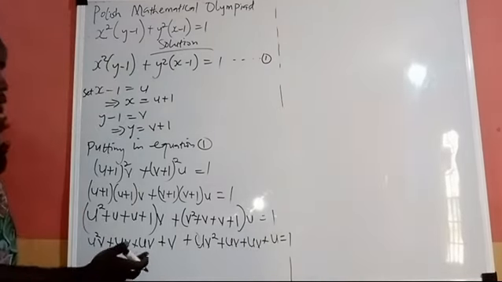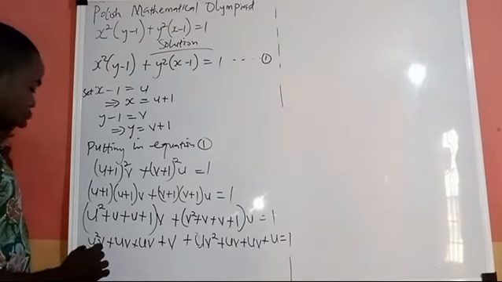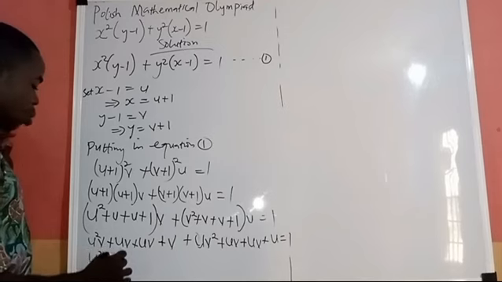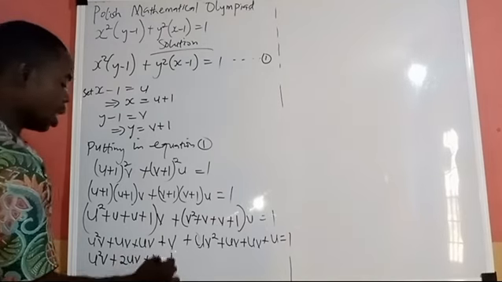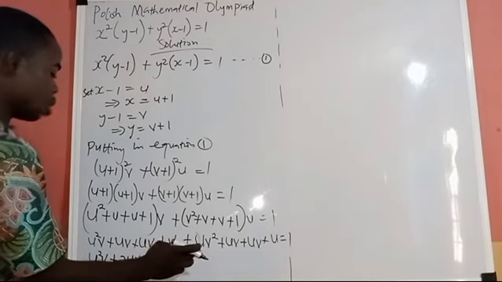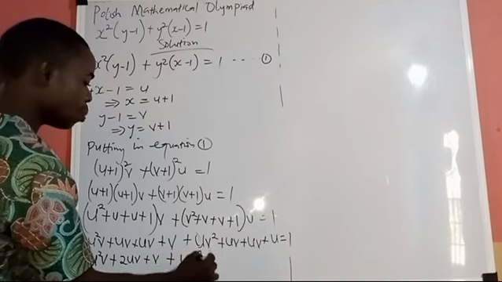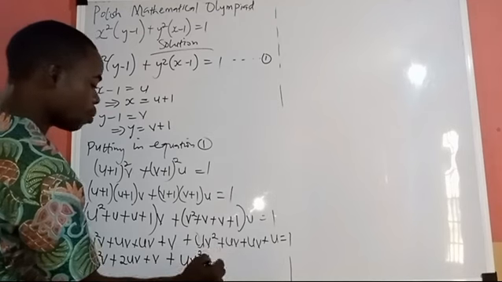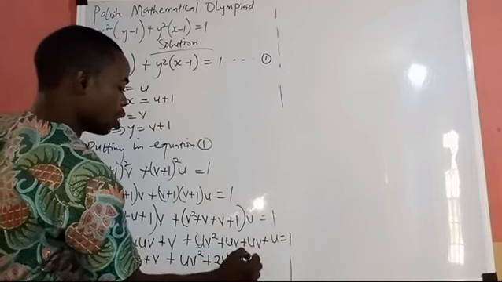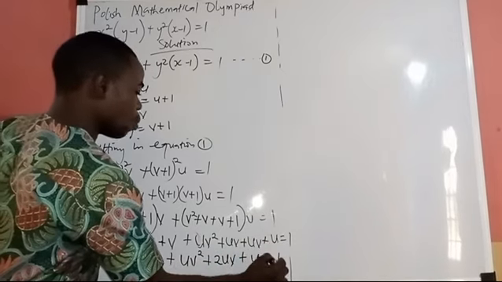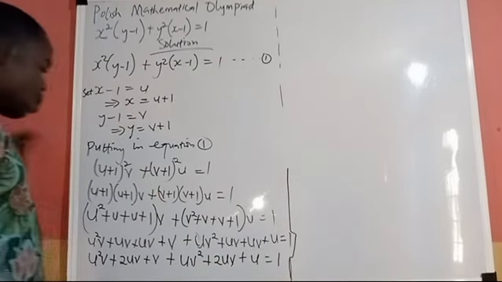Okay, so you can see that this uv is appearing to us, so we can just add it up. So we now have u squared v plus 2uv plus v. And then let's also add this one up right here. So we have uv squared plus uv plus uv will give us 2uv. So that's what we have, and then plus u, and that's going to give us 1.